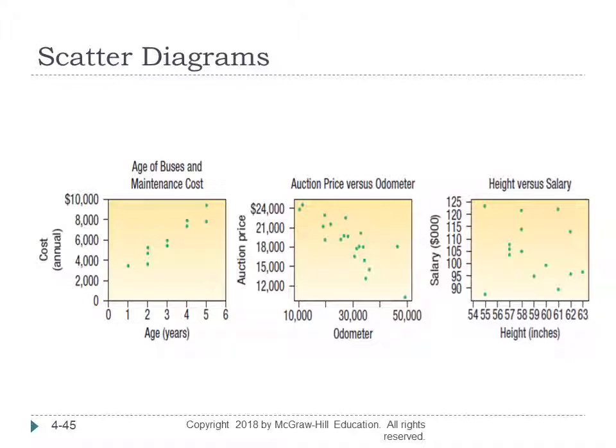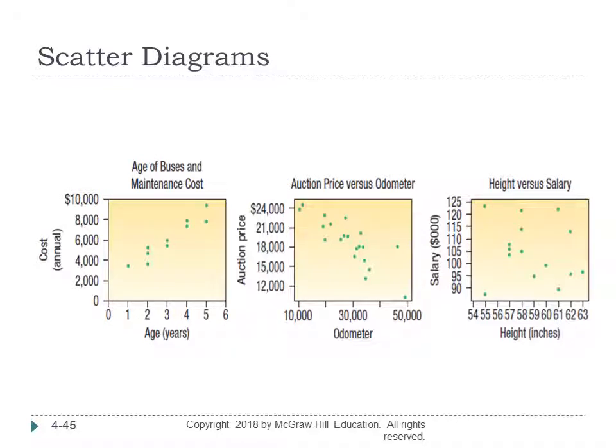Of course, a scatter plot doesn't always tell you one relation or another. It is possible that there is no relation, or at least the scatter plot doesn't show you that relationship. And this is the third example.